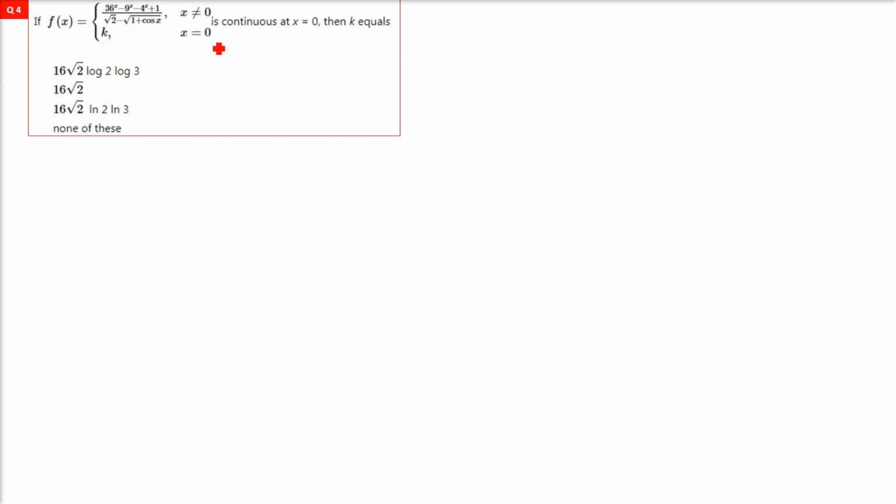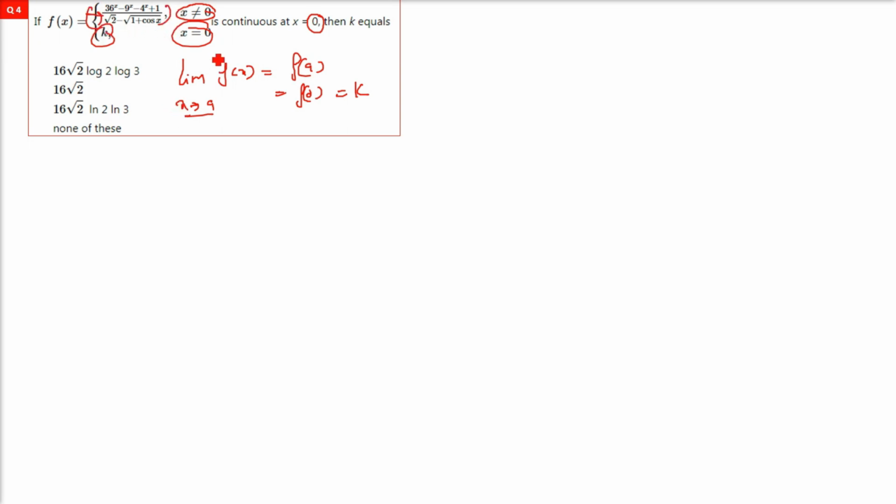So for this question, let me write those things just to recall. If the limit as x tends to a of f(x) is equal to f(a), then we say that f is continuous at x equals a. In this case a is 0, so f(0). This is equal to k, as given in the question. The whole scenario is that it is continuous at x equals 0, with x tending to a. So essentially we have to find the limit of the first function, because this is equal to f(0), and f(0) is k here.